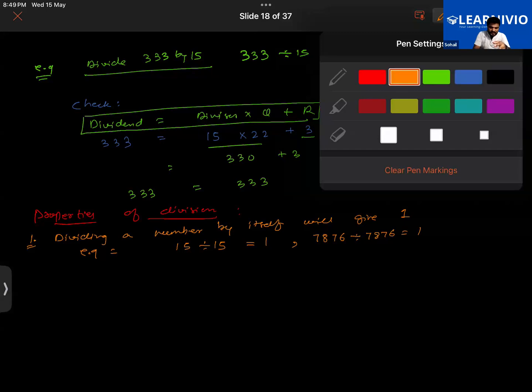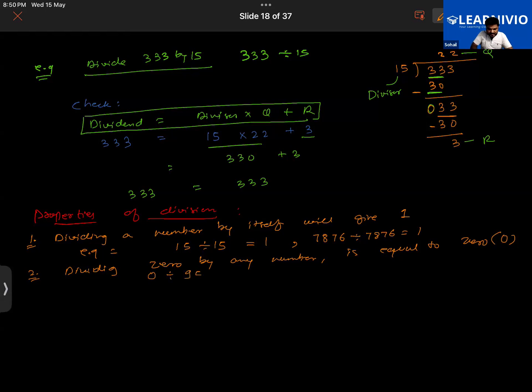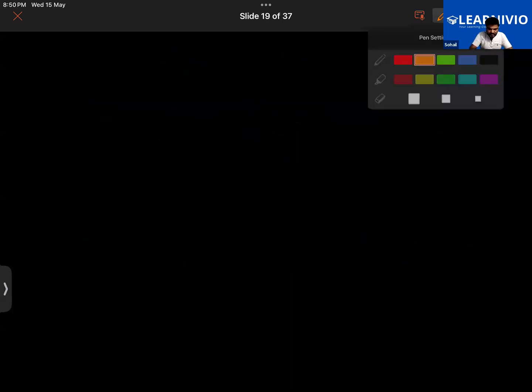Another property is that dividing 0 by any number is equal to 0. For example, you have 0 divided by 956. That is 0 upon 956. That is simply 0. So that is the second property.